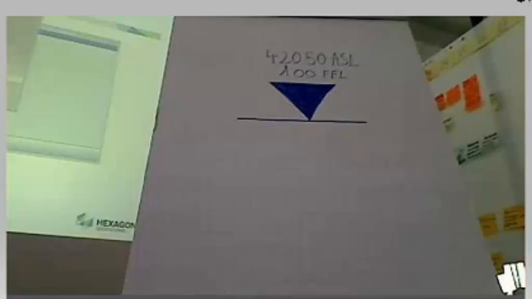There you go. Thank you, Bound. You can see the numbers there. I've written 420 metres 50 ASL, so that means above sea level. Obviously, we're in Switzerland here, so it's going to be a little bit higher. And the bottom one is 1 metre FFL, which means finished floor level.